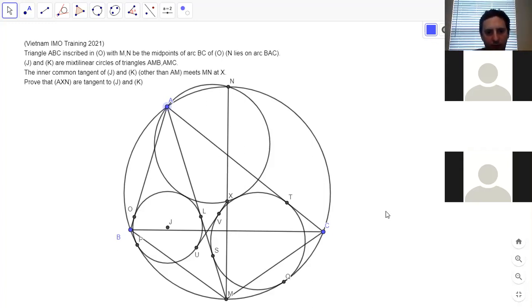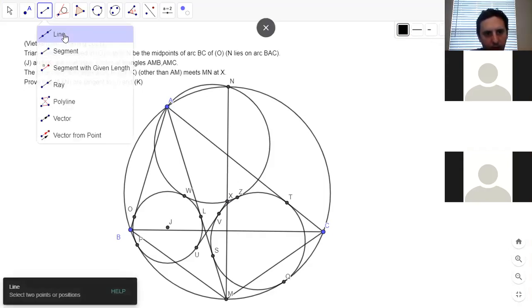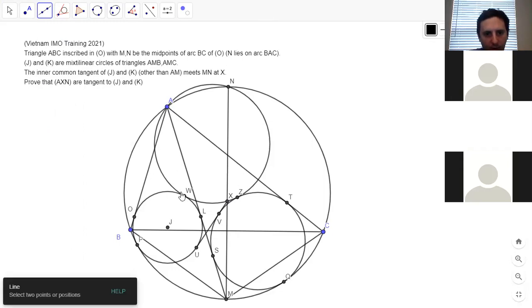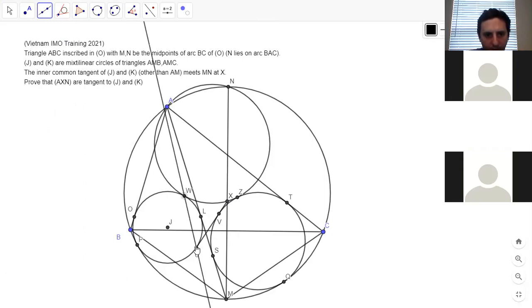So I wonder, we don't know its tangent yet, but let's say we did. Is there anything special about those points? Are A, W, and U collinear? No.